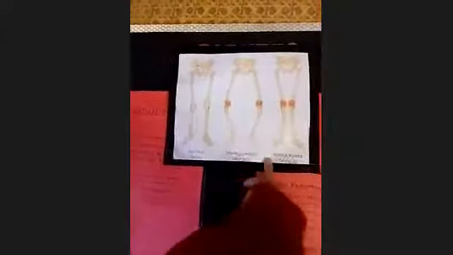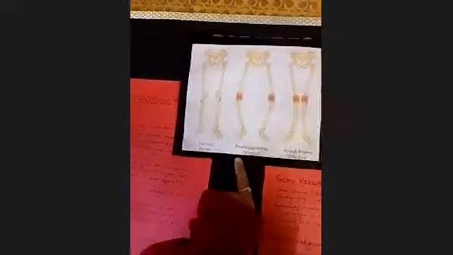Today's topic is about rickets, and I'll show you an image about rickets. This is how a normal leg looks like. This is bow-legged rickets and a knock-knee. It's also known as varus and valgus. So my topic is rickets. I'll start with the introduction.